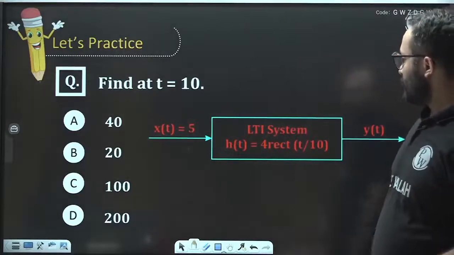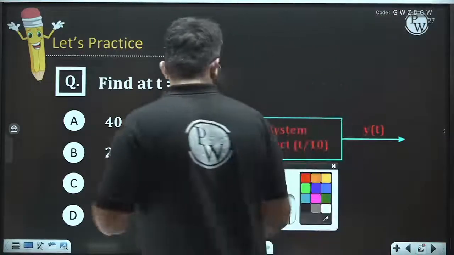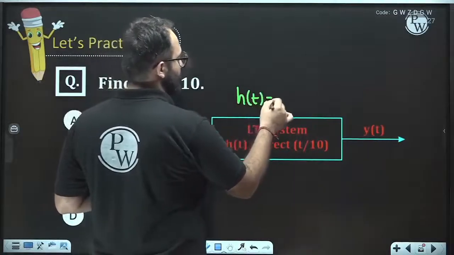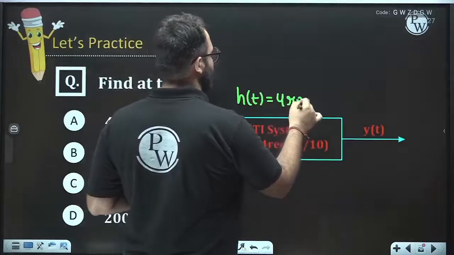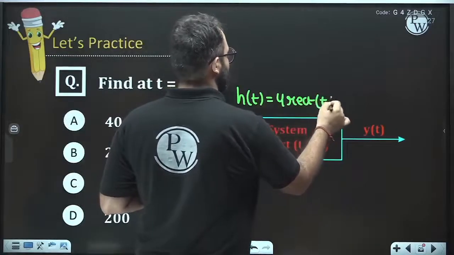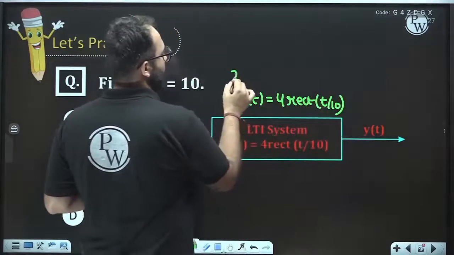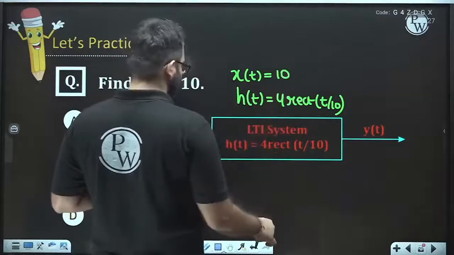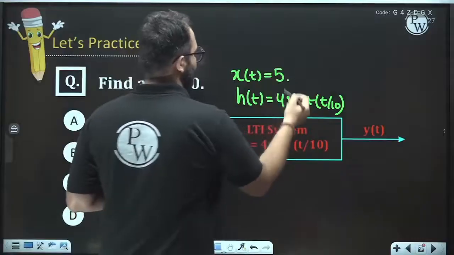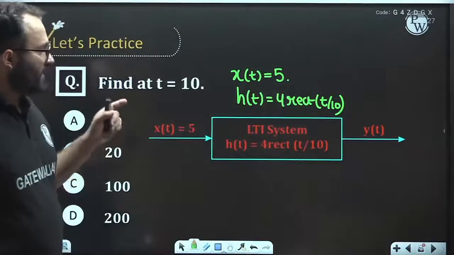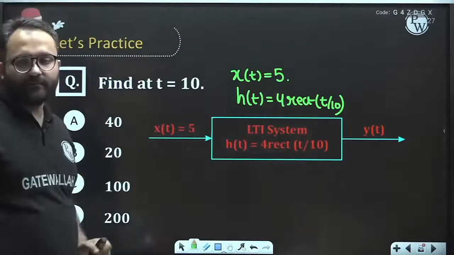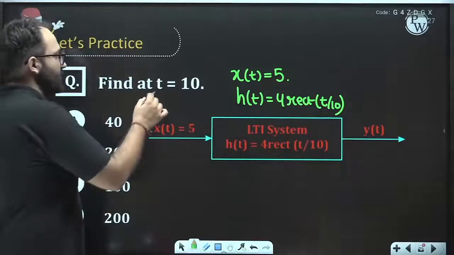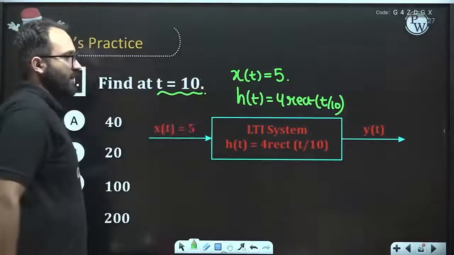Now, let's see one more signal. The impulse response h of t is given to us, that is 4 rect of t by 10. And the input x of t is a constant 5. Input is a constant 5, and h of t is 4 rect of t by 10. Now we have to find out the output at t equal to 10. A very simple question. Let us solve it.